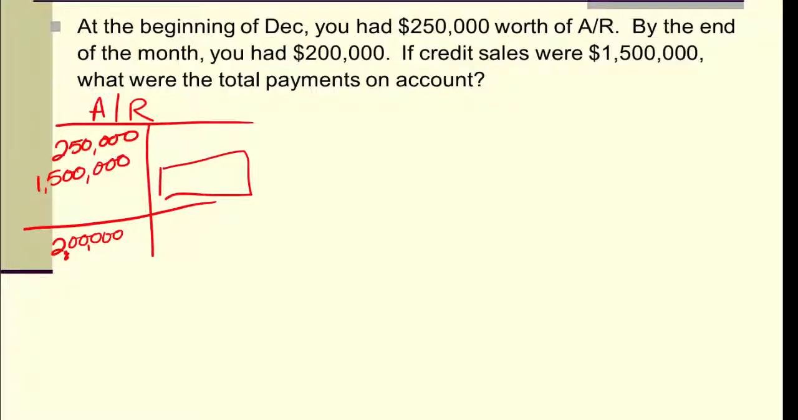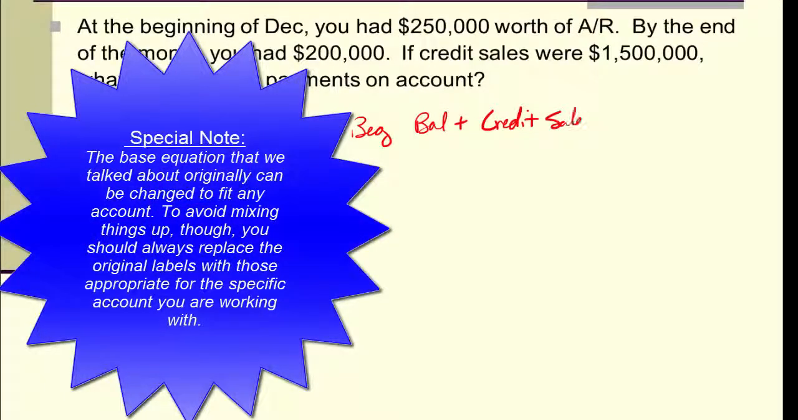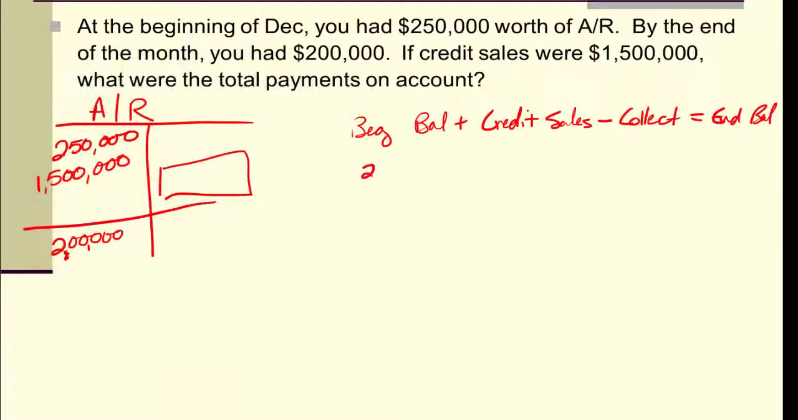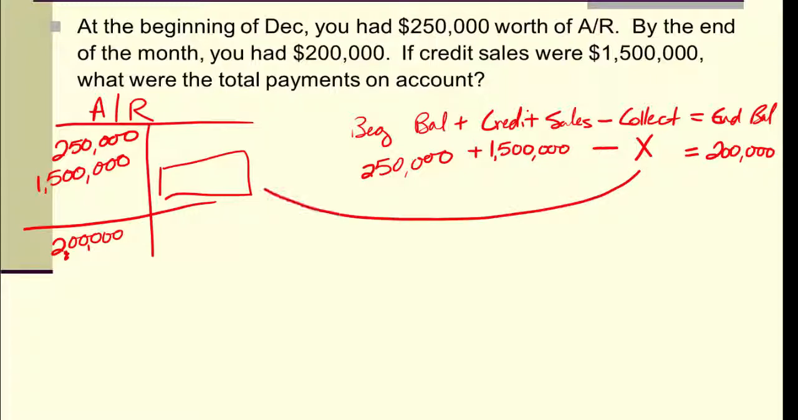Or I can set it up as an equation. So let's see, my beginning balance plus credit sales. Again, you'll notice I'm changing out that term. Minus my collections equals my ending balance. So in this case, I know the 250,000. I know the 1,500,000. I don't know that number, but I do know that I ended with 200,000. Either way gets you the same answer, $1,550,000. So that's our second example.